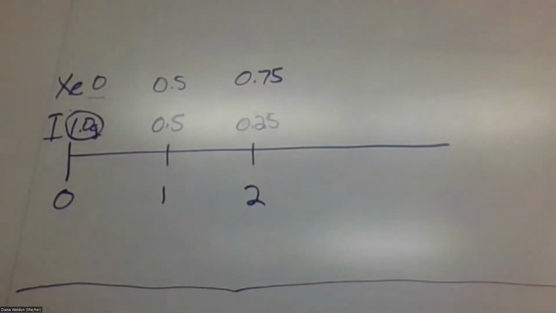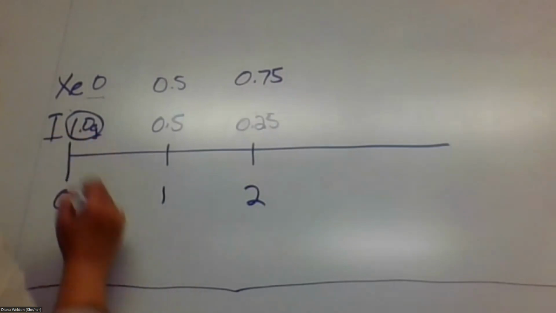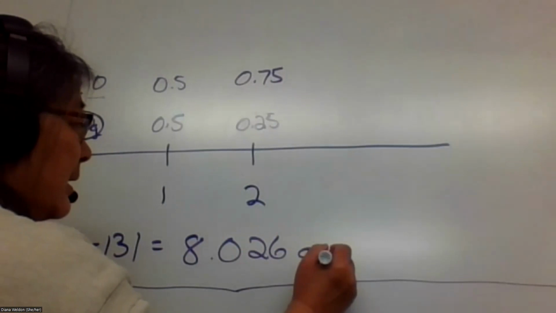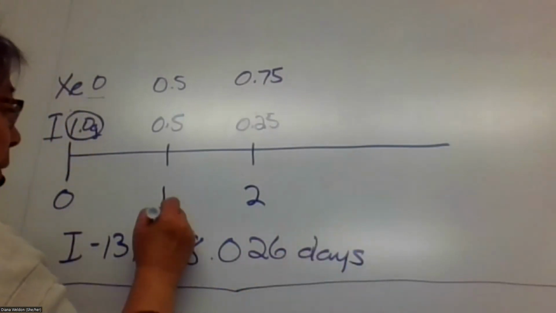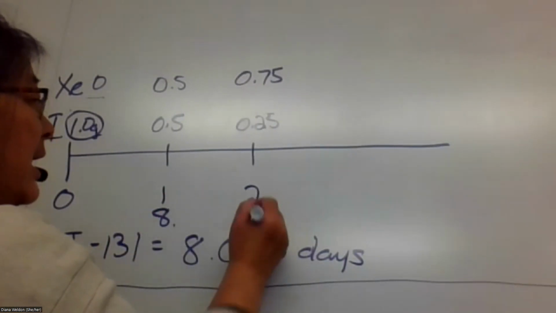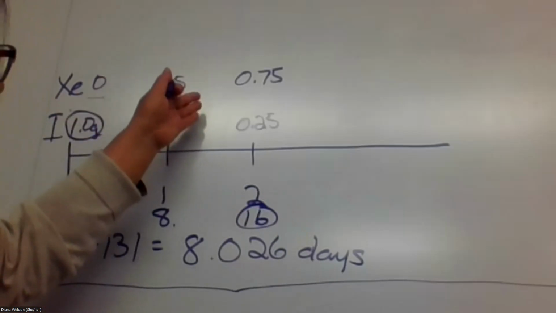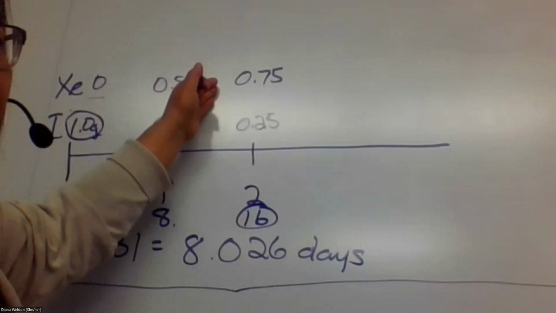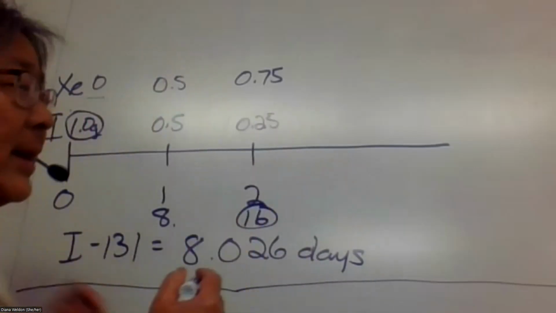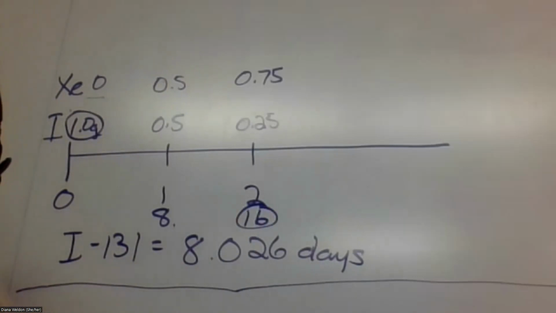0.75 grams of xenon. So the question asks, after 16 days, if you look on table R, the half-life of iodine 131 equals 8.02 days, right? So here I'm just going to round it to 8. Here's 8 days. Second half-life is 16 days. So after 16 days, how much of iodine and xenon do you have? Well, that's 0.25 plus 0.75, and that equals about 1 gram. So it's kind of tricky there. So that's how you do that question.